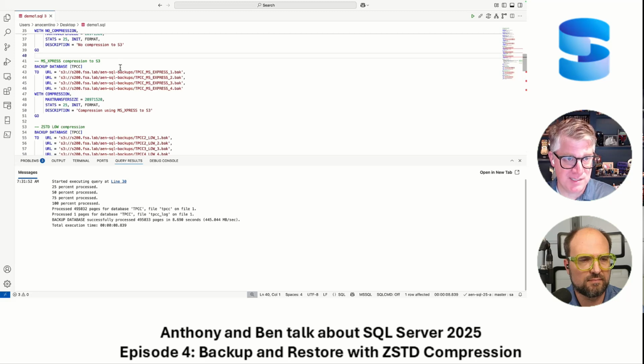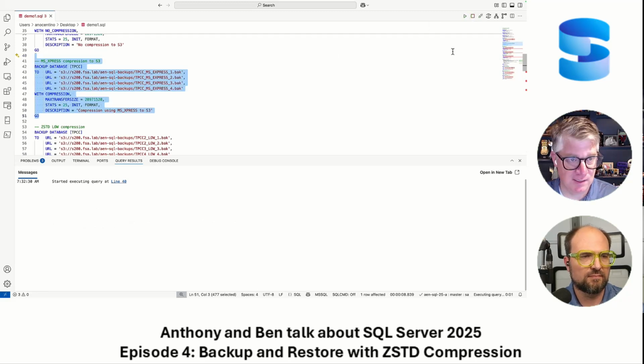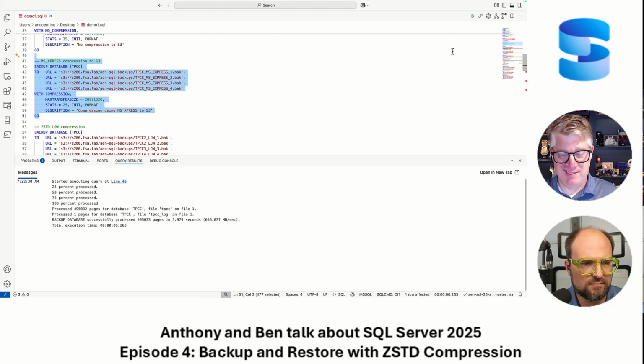Now, MS Express, we're going to run that. We're going to light up the legacy compression algorithm here to see how fast it writes into object. And we're going to see it's going to hit at about 646 megabytes a second. So we're writing a little bit faster. The rate that it's traveling over the network isn't really changing here.